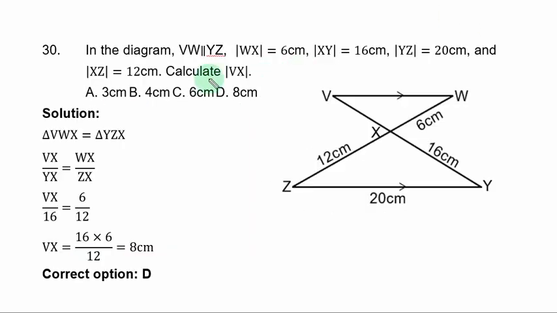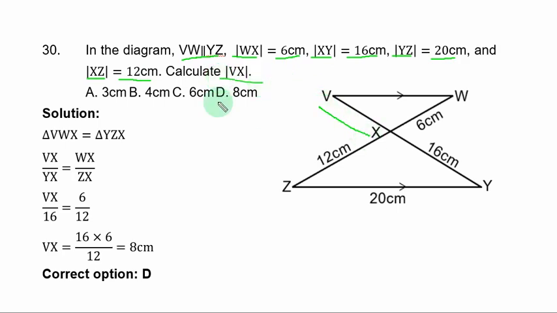Question 30. In the diagram, VW is parallel to YZ, side WS is 6 cm, side SY is 16 cm, side YZ is 20 cm, and side SZ is 12 cm. Calculate VS. That is this side now.